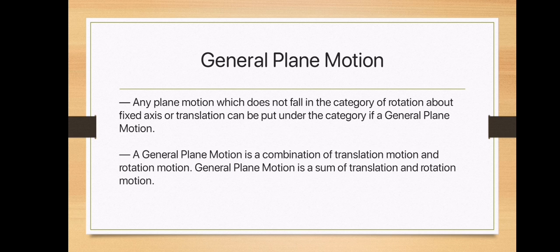Any plane motion which does not fall in the category of rotation about a fixed axis or translation can be put under the category of a general plane motion. A general plane motion is a combination of translation motion and rotation motion. General plane motion is a sum of translation and rotation motion.